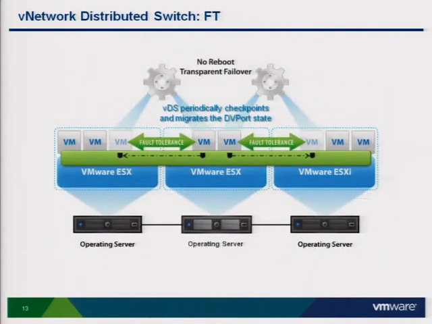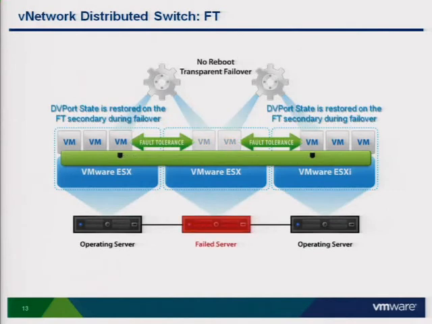So in the case of FT, we do these periodic checkpoints as part of migrating the VM state. Along with that, we have added hooks in the VDS framework to also be able to checkpoint the port state. So periodically, the port state is synced from the primary to the secondary. When the primary goes down, there is a seamless transition to the secondary. There is no reboot required, and it's a transparent failover. The guest doesn't even know that an FT failover has occurred.